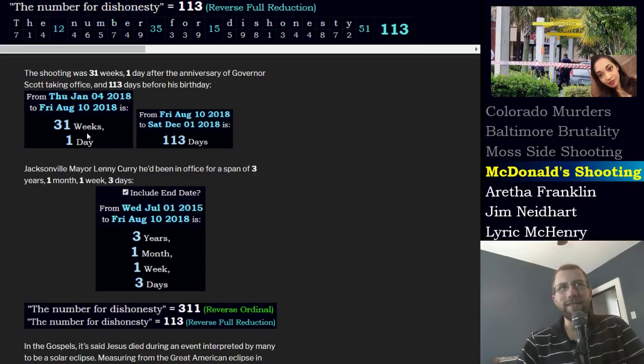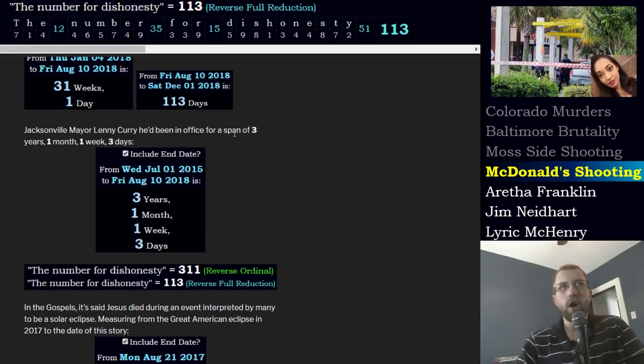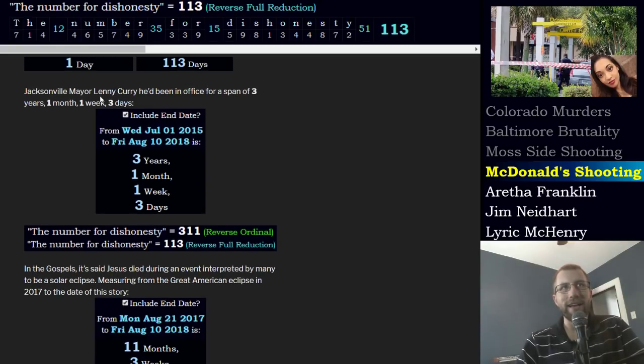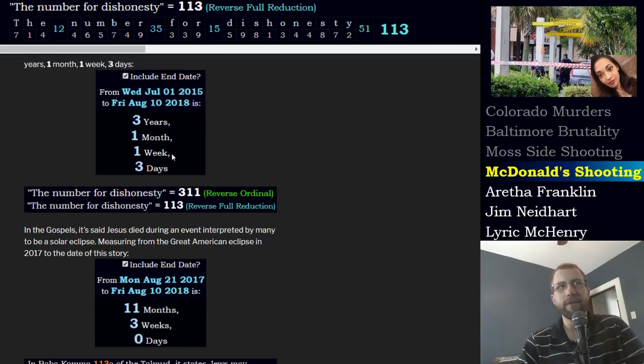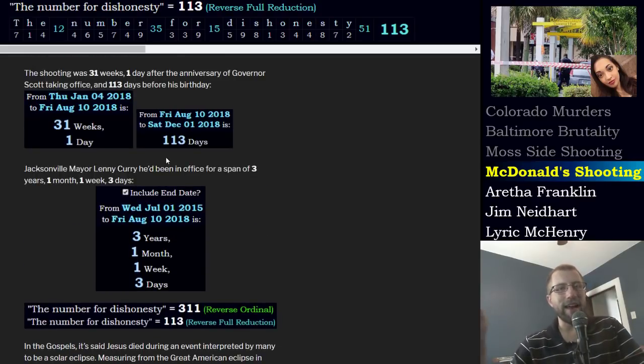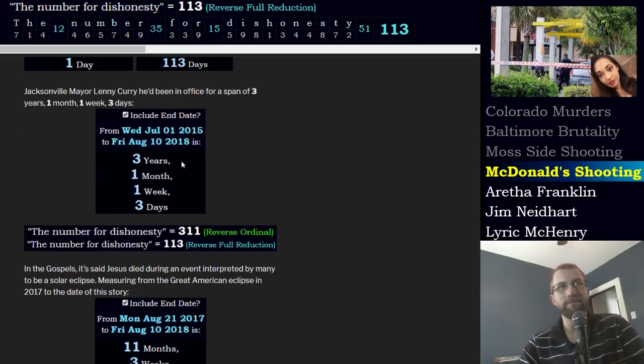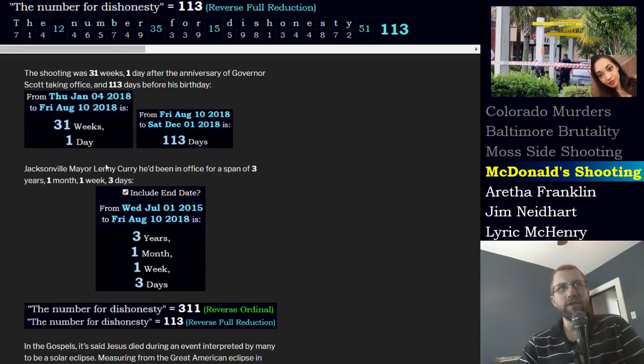In addition to these alignments here, also consider that the mayor of Jacksonville has been in office for 3 years, 1 month, 1 week, and 3 days, 3113, just like the governor of Florida, 3113. So this is the kind of thing that I hope people are really paying attention to, because we got to somehow advance this, I guess, if we really want people to wake up to it. And this just screams hoax right here, these alignments with both the mayor and the governor.